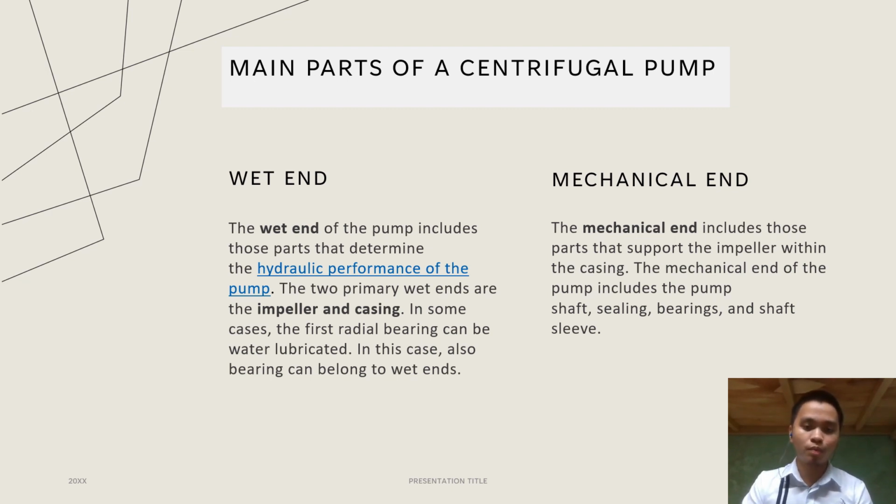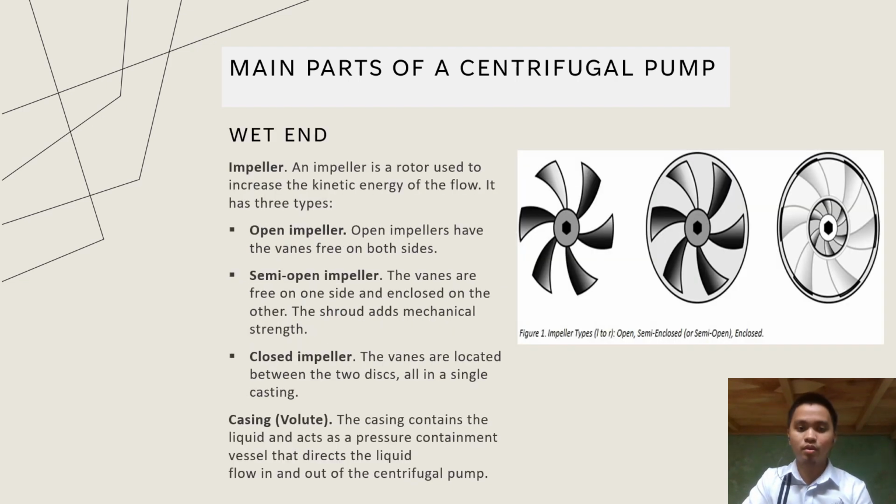The wet end of the pump includes those parts that determine the hydraulic performance of the pump. The two primary wet ends are the impeller and casing. The mechanical end includes those parts that support the impeller within the casing. The mechanical end of the pump includes the pump shaft, sealing, bearings, and shaft sleeve. The impeller is a rotor used to increase the kinetic energy of the flow.